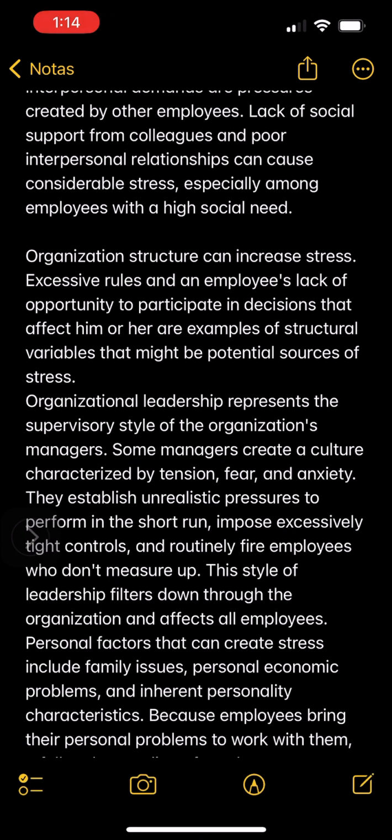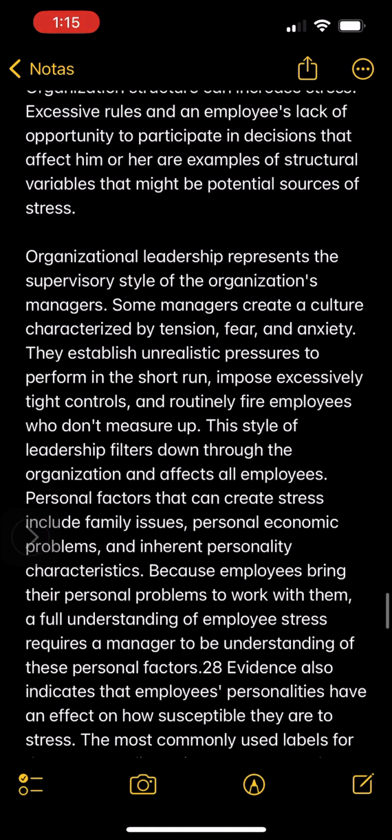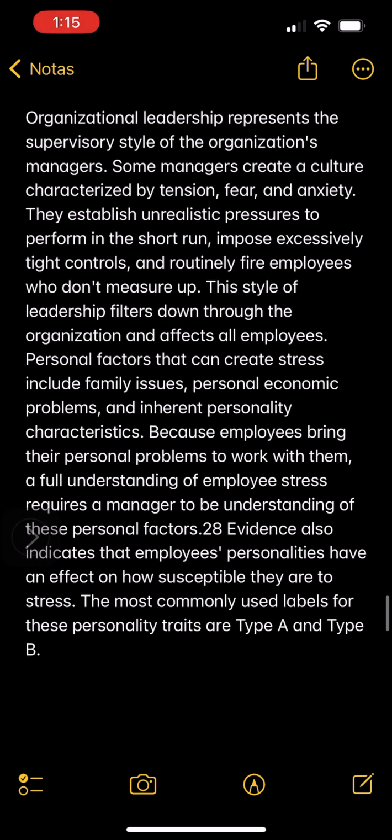Organization structure can increase stress. Excessive rules and an employee's lack of opportunity to participate in decisions that affect him or her are examples of structural variables that might be potential sources of stress. Organizational leadership represents the supervisory style of the organization's managers. Some managers create a culture characterized by tension, fear, and anxiety. They establish unrealistic pressures to perform in the short run, impose excessively tight controls, and routinely fire employees who don't measure up. This style of leadership filters down through the organization and affects all employees.